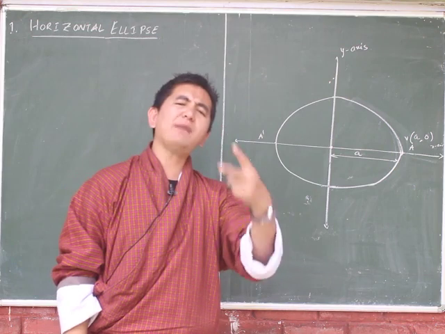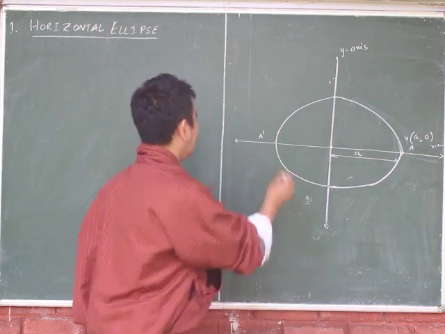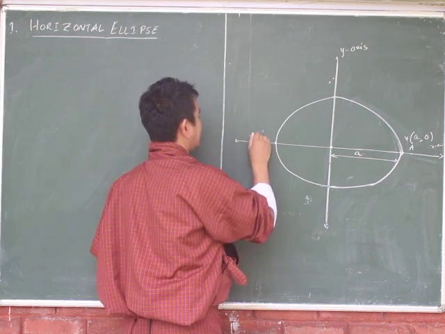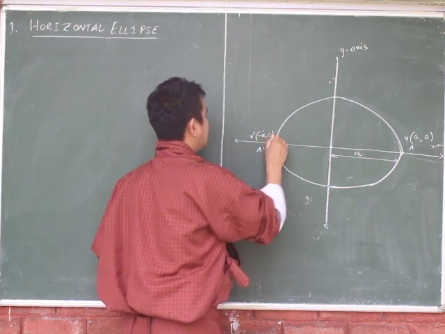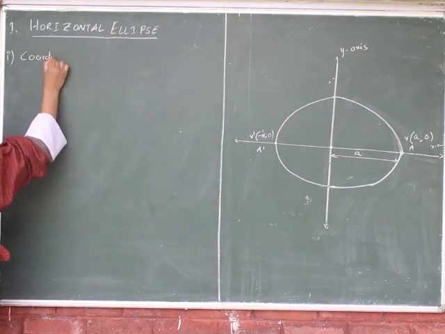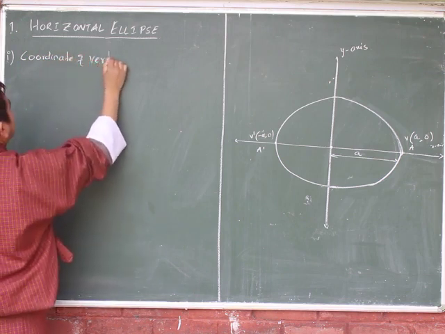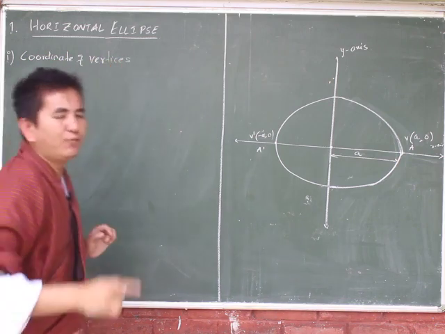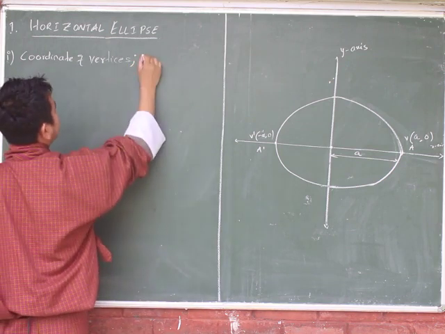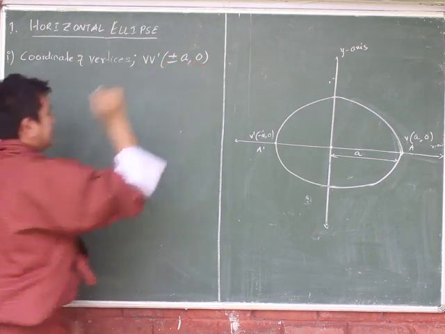Now since we have two vertices in case of ellipse, we call them vertices. Another point will be here, let me take this one as V dash. V dash is (negative A, 0). So the first point we are going to write is the coordinates of vertices. We say vertices, not vertex, because in parabola we have only one vertex, but in this case we have two. The vertices are (plus or minus A, 0).